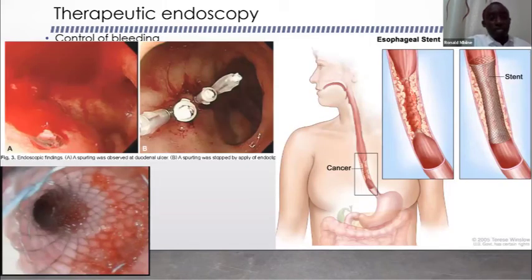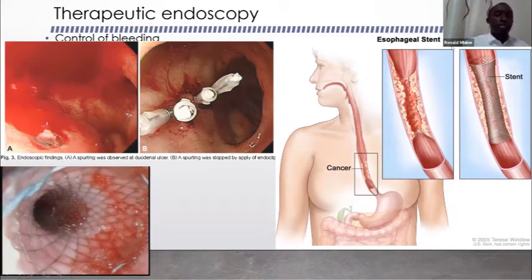This one has a bit of blood. Forgive me if there's too much blood on the screen, but we also use endoscopy to control bleeding. So there are people you probably have heard about that are vomiting a lot of blood, and they are losing so much blood. So you can still use an endoscope, go find the bleeding point.